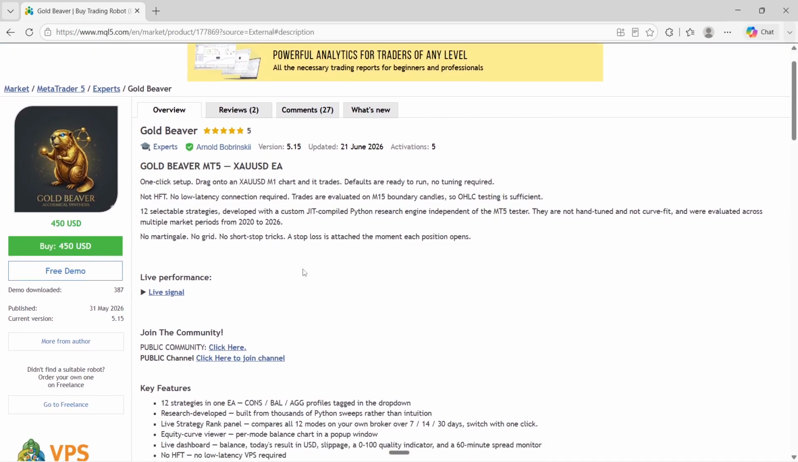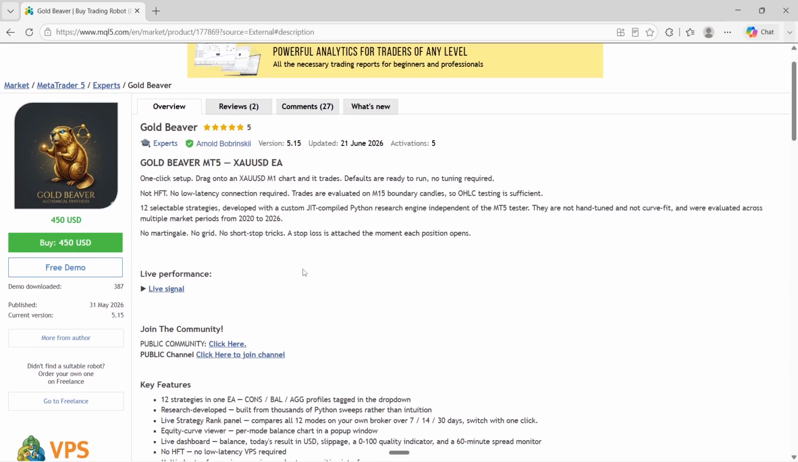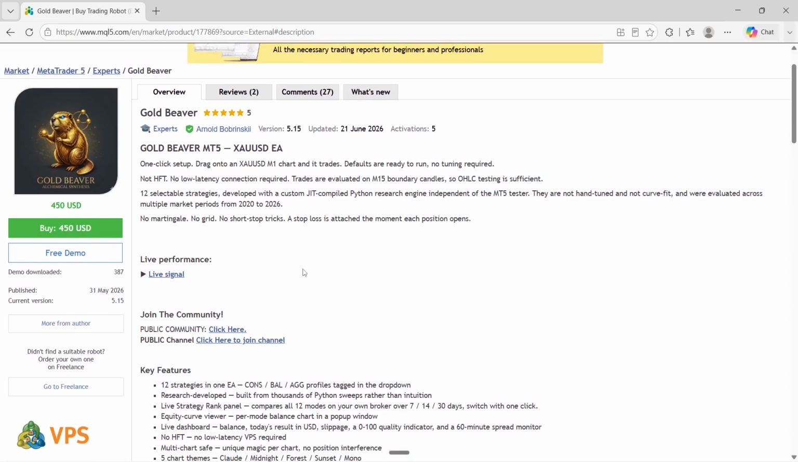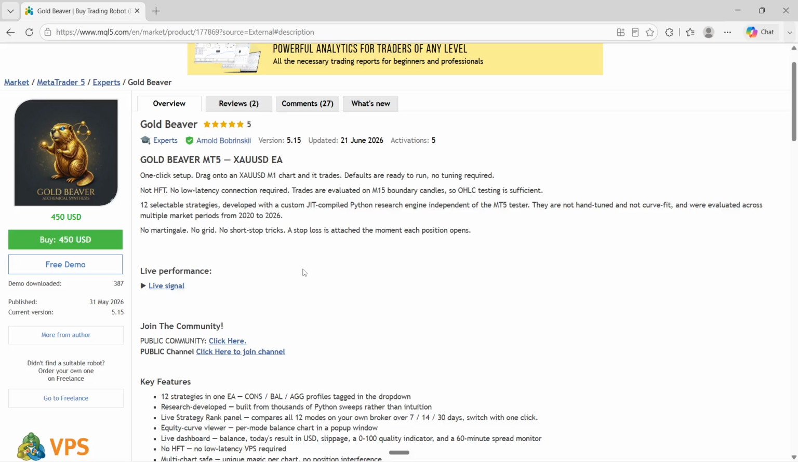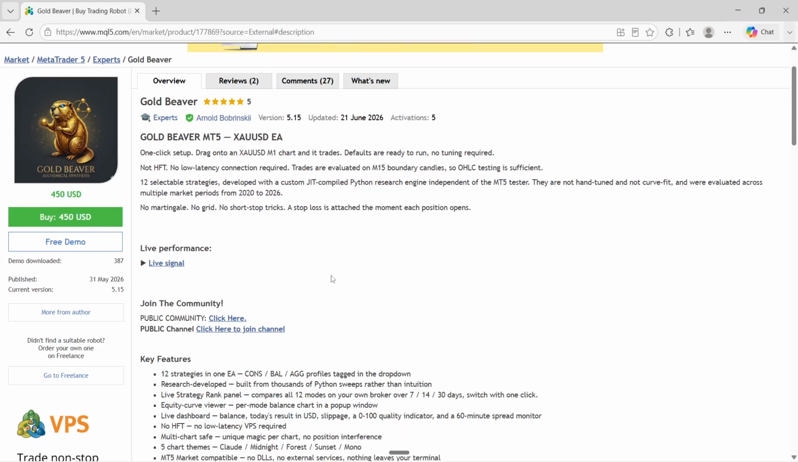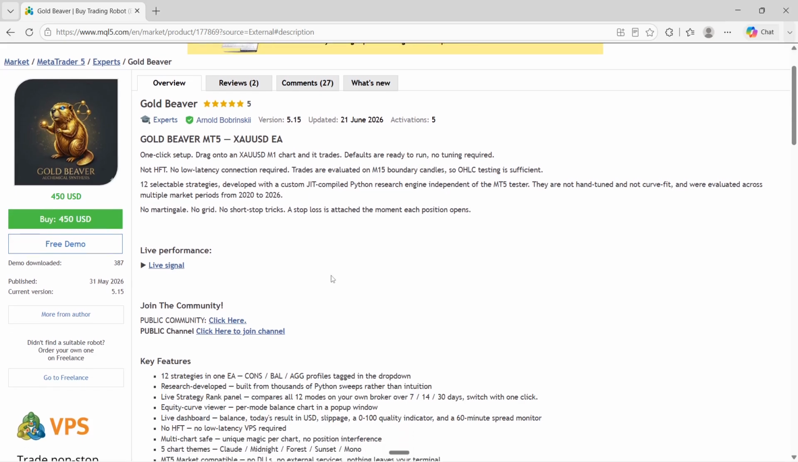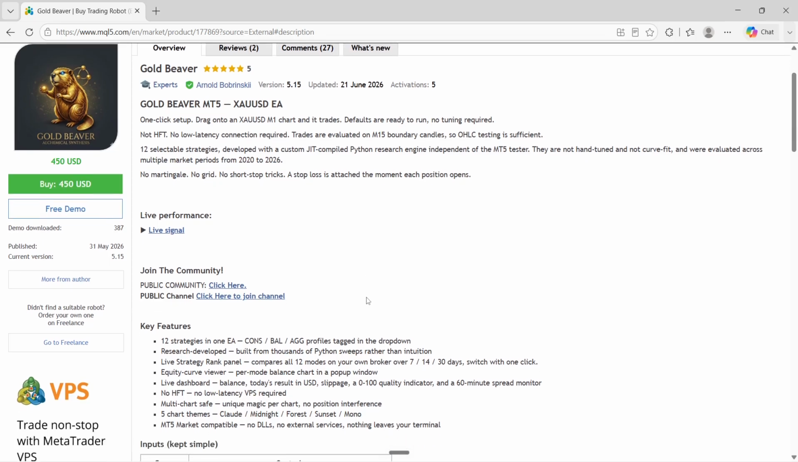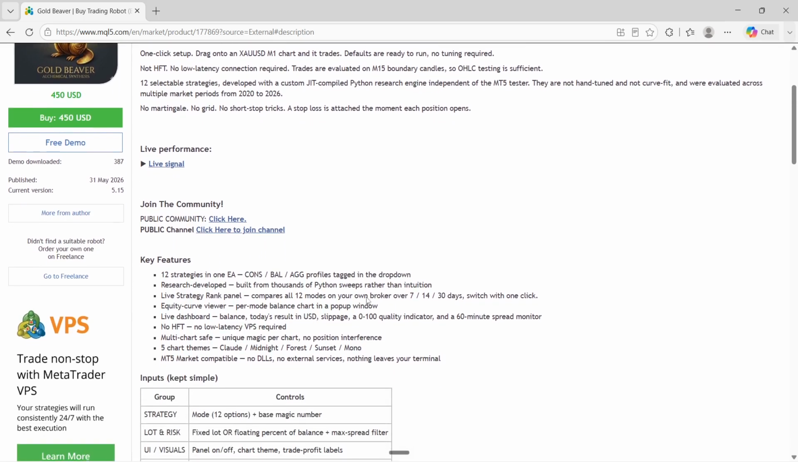candles. The EA contains 12 selectable strategies developed with a custom Python research engine independent of the MT5 tester. They are grouped into CON, conservative, fewer trades, balanced, and AGG, aggressive, more active profiles. The developer states there is no martingale, no grid, and no short stop tricks. A stop loss is attached the moment a position opens.